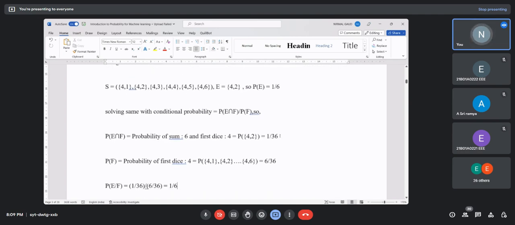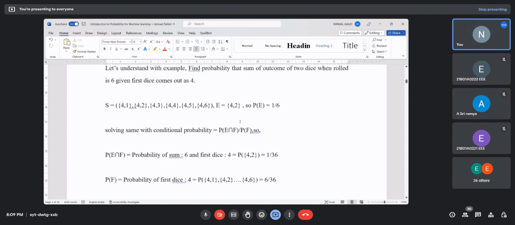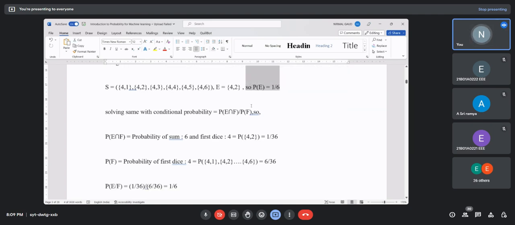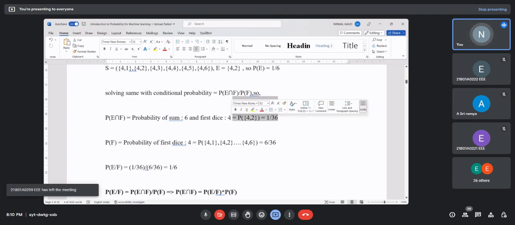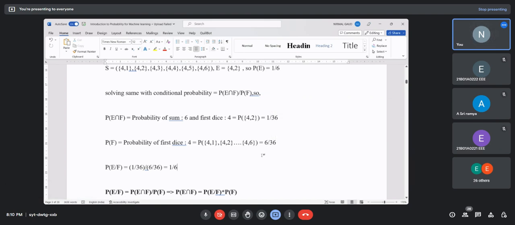I started by just considering the event, which was quite simple: 1 by 6. When I worked with conditional probability, I needed to take the complete probability of the outcomes of both dice when they are rolled. I found that in the denominator I get 36. That means I need to consider both dice when I roll them. So this is one example of conditional probability.